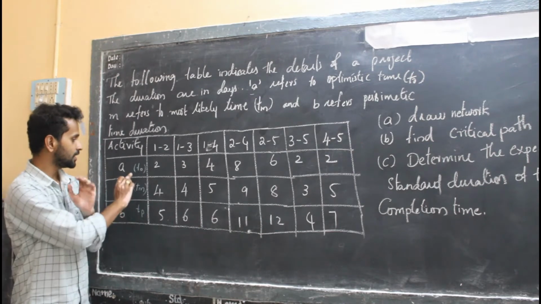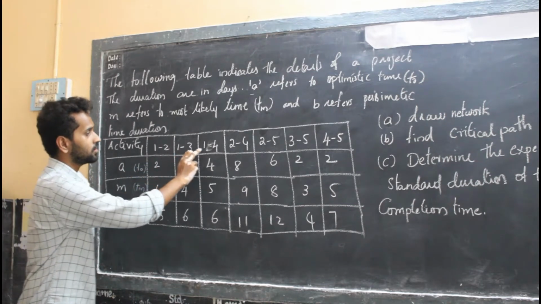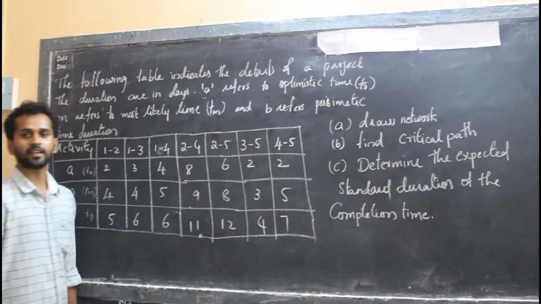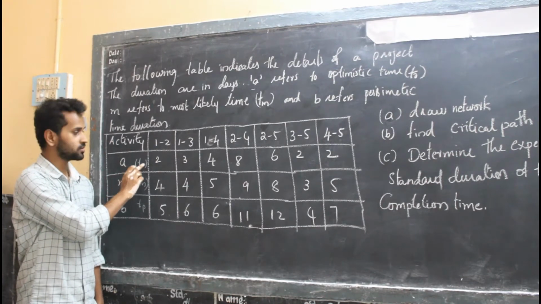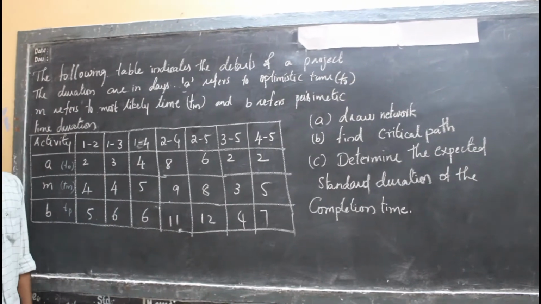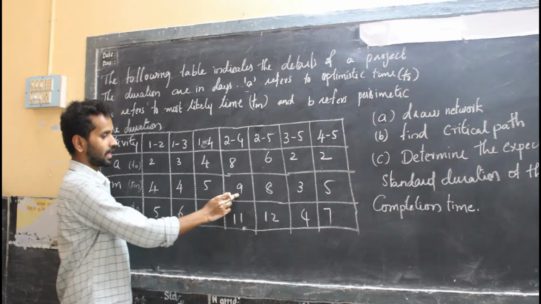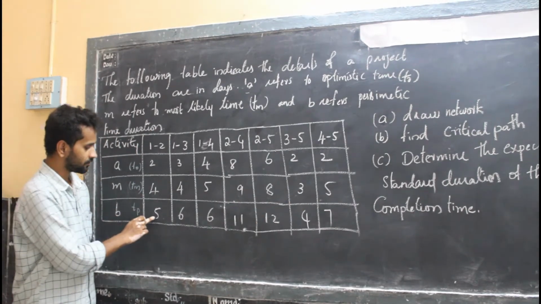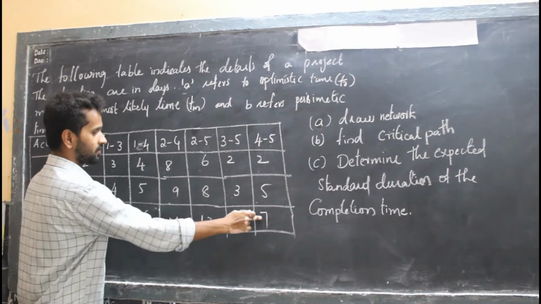Now look at it. A, that is TO, is given for each activity: 1 to 2, 1 to 3, 1 to 4, 2 to 4, 2 to 5, 3 to 5, 4 to 5 are the given activities. The A values, that is TO values, are 2, 3, 4, 8, 6, 2, 2 in days. TM values are 4, 4, 5, 9, 8, 3, 5. TP values, that is B, are 5, 6, 6, 11, 12, 4, 7.